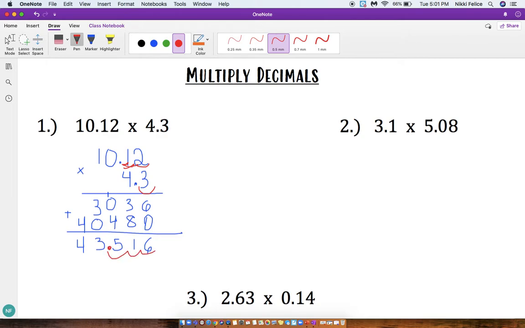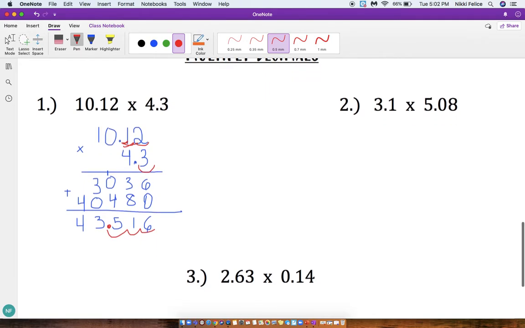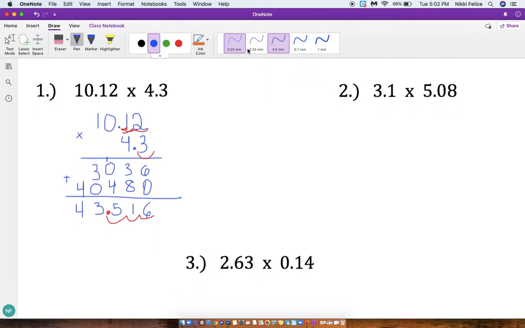There are 3 digits in total that come after the decimal point in the numbers that we are multiplying. So in our product, we need to have 3 digits that come after the decimal point. So our answer is 43.516. And that's it. Let's do a couple more problems to make sure we got it.